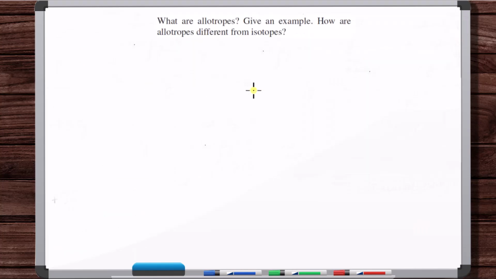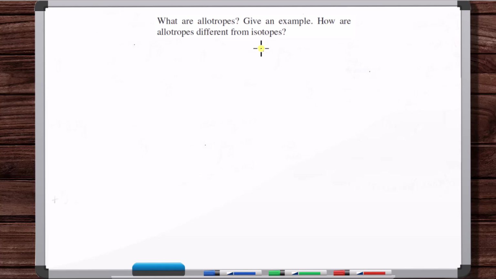What are allotropes? Give an example. How are allotropes different from isotopes? Allotropes are two distinct forms of the same element. The best example is diamond and graphite. Both are the element carbon. They're made of the exact same atoms. So naturally occurring carbon is going to have a certain abundance of the different isotopes of carbon, but diamond and graphite are the exact same composition as far as it's carbon, just two different forms of carbon. One's diamond, one's graphite, right?